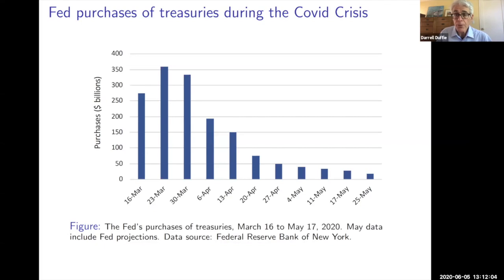The point of the first slide that I showed is that we can expect these episodic surges of illiquidity in the future unless we restructure this market so that it's not so dependent on dealer balance sheets. So let me explain that in the last few minutes.